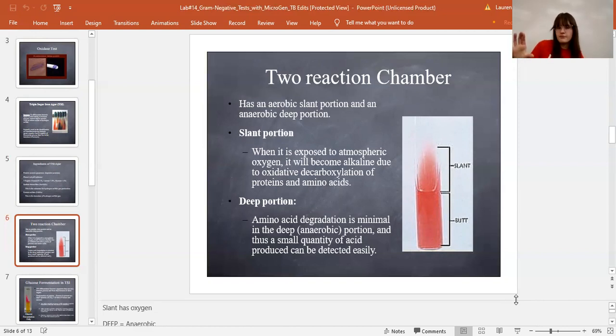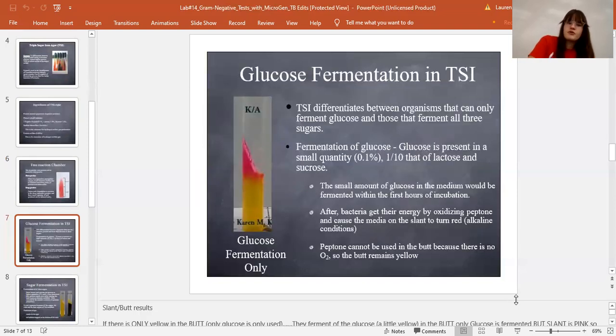So just remember that part. It says it will become alkaline due to the oxidative decarbonization of proteins and amino acids. That's a little much. Just remember that the deep portion is anaerobic just because of how we stab it. Remember, the only oxygen that is ever introduced is that stab. But if the agar itself in that slant turns any color, that means that there is an anaerobic reaction going on.